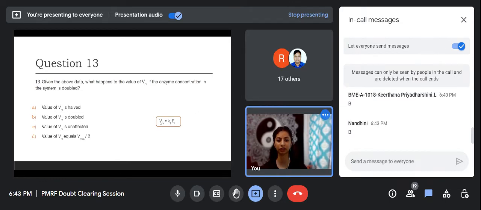The answer is in fact B, because you can see Vm is directly proportional to the total enzyme. So if enzyme is doubled, then Vm will also be doubled. So B is the correct answer. That is all the questions that I have for today. If you guys have any doubts regarding any of the questions, I can go back and take it once more. Do you guys have any other doubts regarding the module that you took for this week?